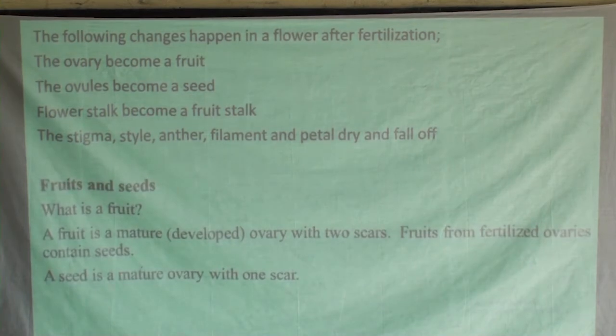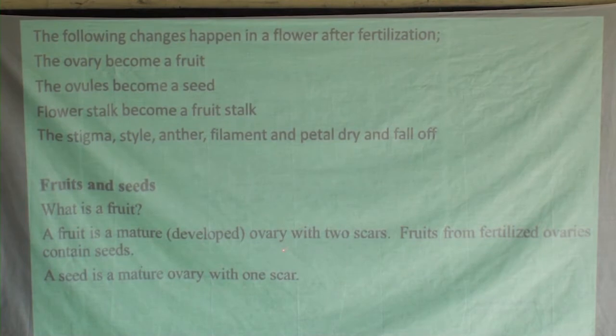So let's look at fruits and seeds. Majorly, a fruit is a mature ovary with two scars, okay? The style scar and the stalk scar. And we can see that fruits from fertilized ovaries contain seeds. This sends us to the second part, where you can look at the seed. The seed will be a mature ovule with one scar, okay?